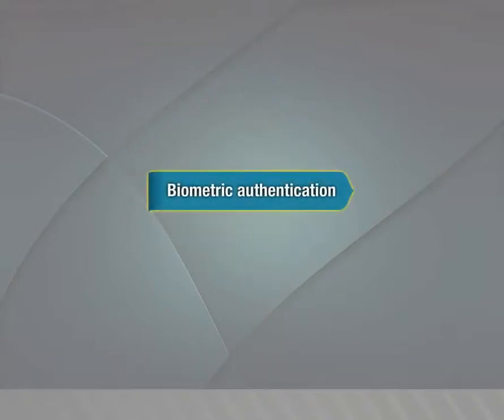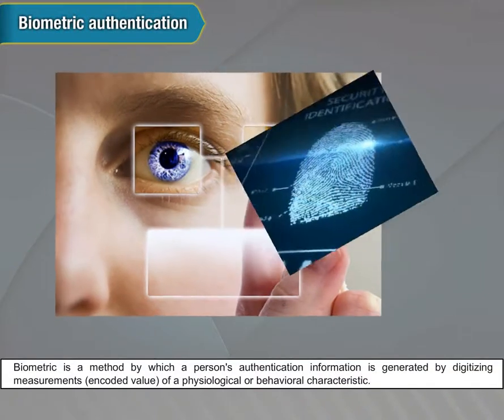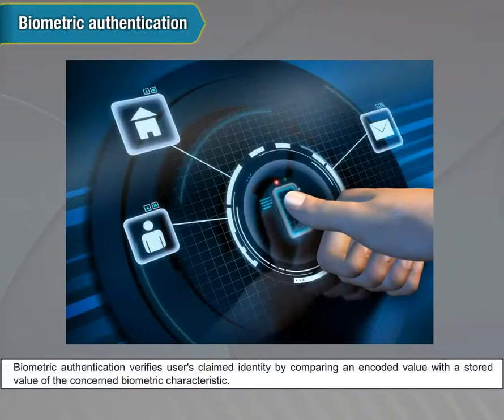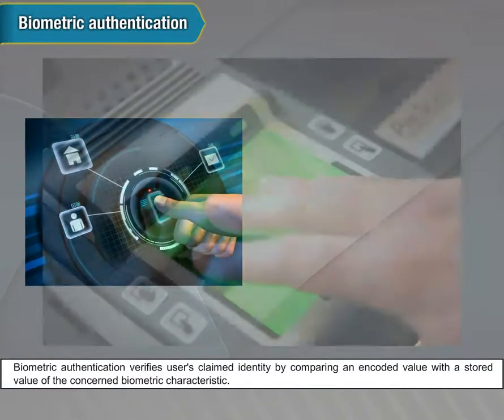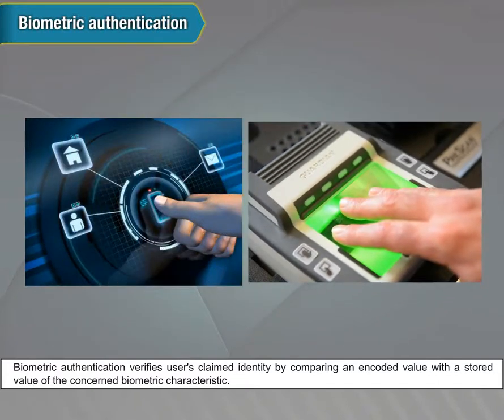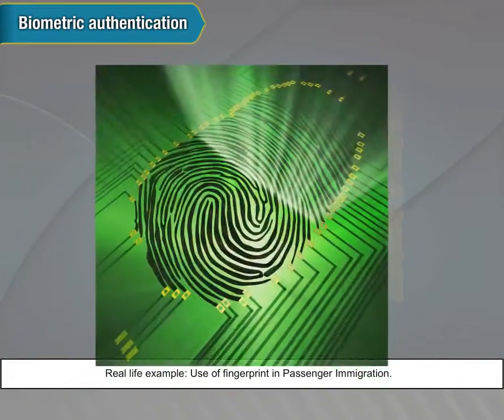Biometric authentication. Biometric is a method by which a person's authentication information is generated by digitizing measurements, that is encoded value of a physiological or behavioral characteristic. Biometric authentication verifies users' claimed identity by comparing an encoded value with the stored value of the concerned biometric characteristic. Real-life example: use of fingerprint in passenger immigration.